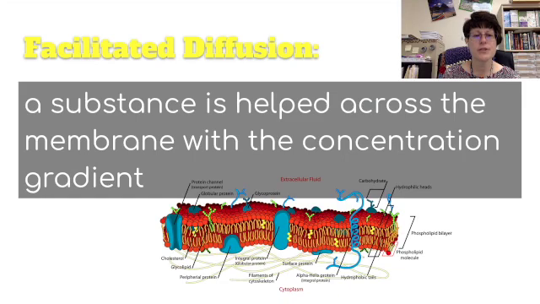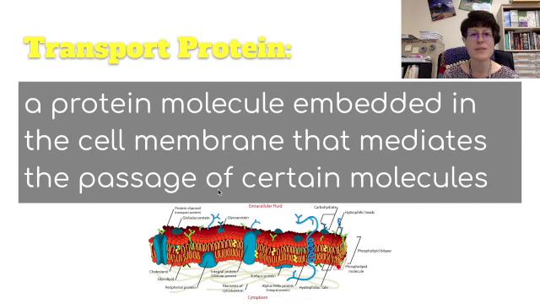Now, there is such a thing called facilitated diffusion. This is when a substance is helped across the membrane with the concentration gradient. And that's because not all things can make it through this membrane. So they have to have some holes, like this protein channel, which is a transport protein. So there are things called transport proteins in the cell membrane, and this is a protein molecule embedded in the cell membrane that mediates the passage of certain molecules.